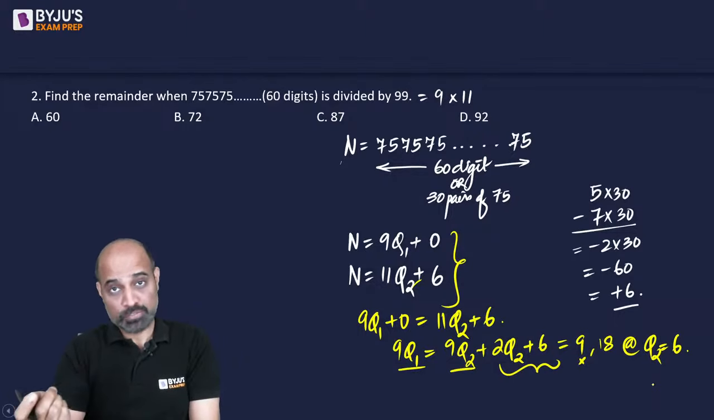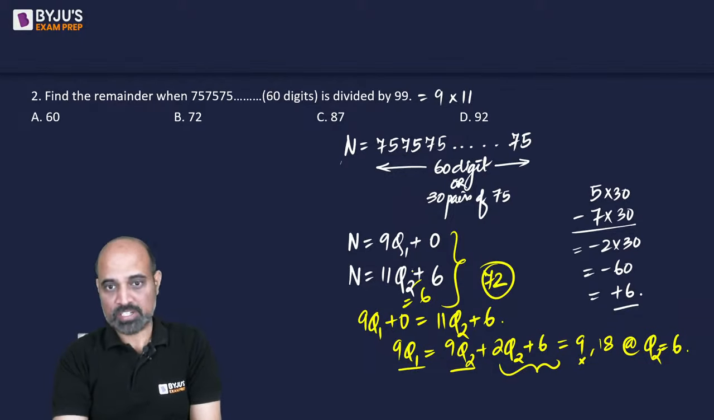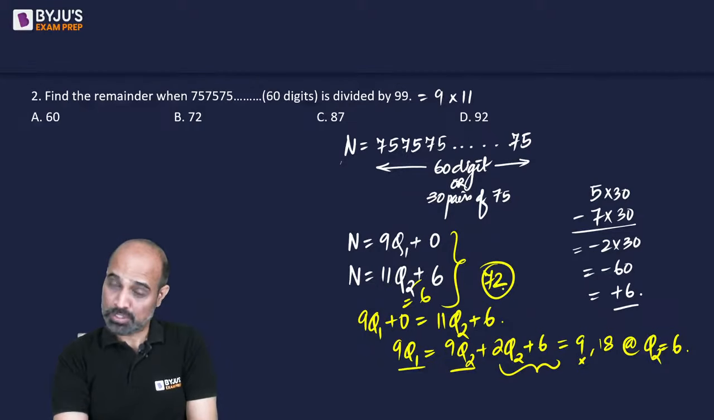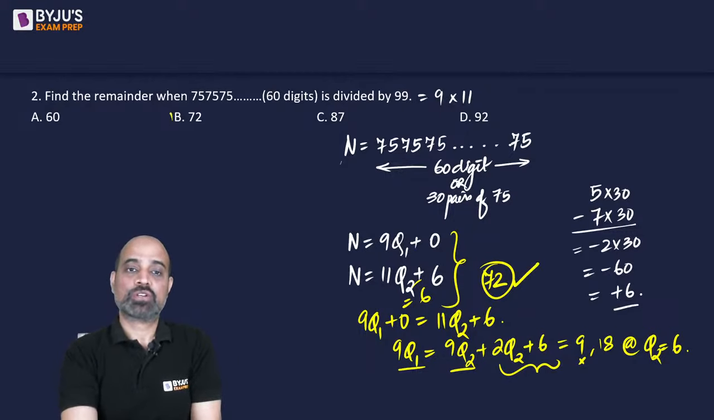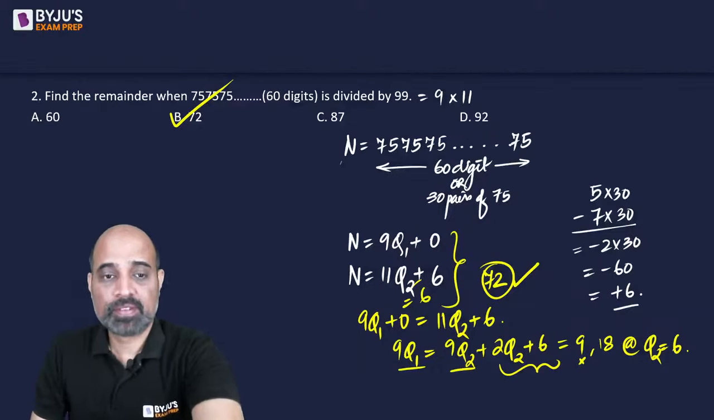So I know the value of Q2 for which this will be satisfied. So put 6 in place of Q2. So 11 into 6, 66 plus 6 is 72. So 72 is that number which when divided by 9 gives you remainder 0, and when divided by 11 gives you remainder of 6. So 72 is your answer. Chinese remainder theorem, right?